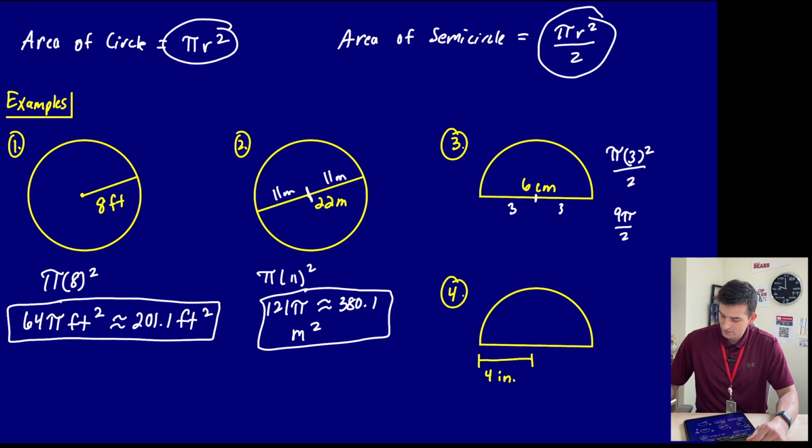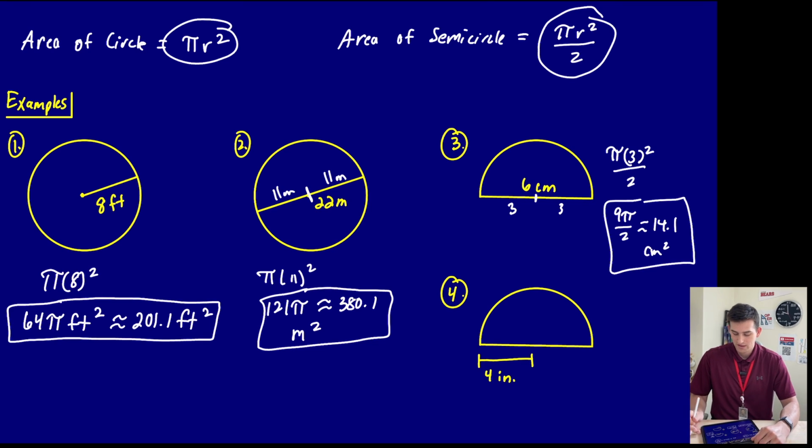So let's do that in our calculator. So 9 pi divided by 2, so that's going to give us 14.1. So we'll say this is approximately 14.1, and this one is centimeters as our unit. So we can say 9.5 pi square centimeters, or 14.1 square centimeters. Okay, all right. Number 4, we have our semicircle, but we're given the radius.